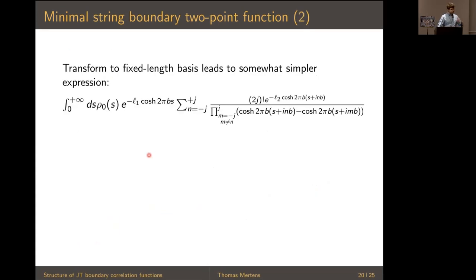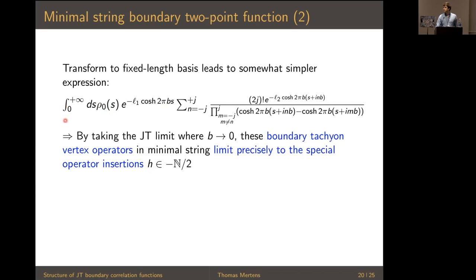And then you just do the transform to the fixed length basis again, and you find after some calculations this expression. So it looks relatively complicated here, but you can see that it only has one of these S integrals instead of 2. And in particular, this complicated expression, if you now take the JT limit again, where b goes to 0 and the other parameters scale in a suitable way, these boundary tachyon vertex operators limit precisely to these special operator insertions that we had in JT gravity.